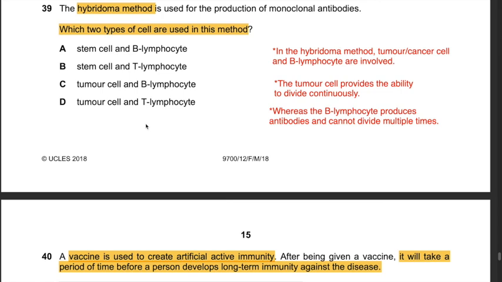In the hybridoma method, tumor or cancer cells and B lymphocytes are involved. The tumor cell is involved because it provides the ability to divide continuously, whereas the B lymphocyte is involved to produce antibodies but cannot divide multiple times. Once you combine these two cells, you would get hybridoma cells that are able to both produce antibodies as well as divide continuously. Hence, the answer is C. Tumor cell and B lymphocyte.